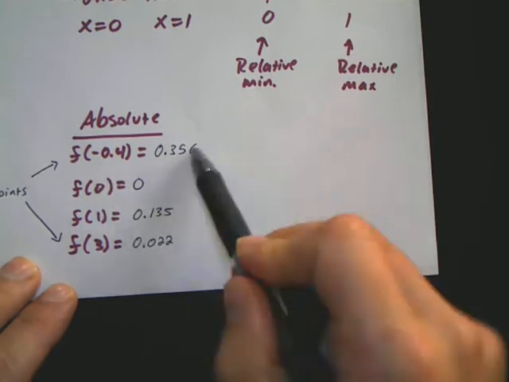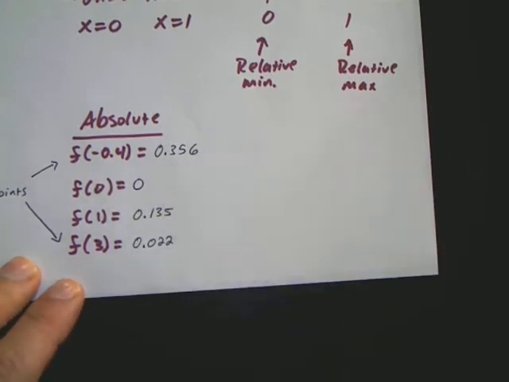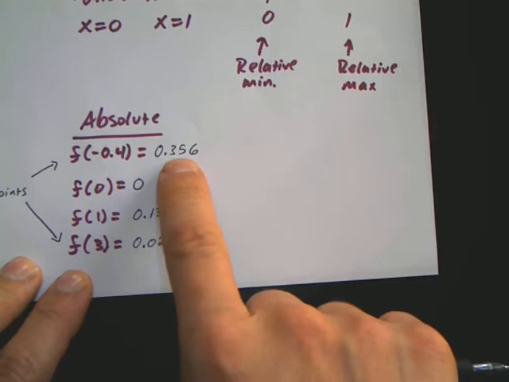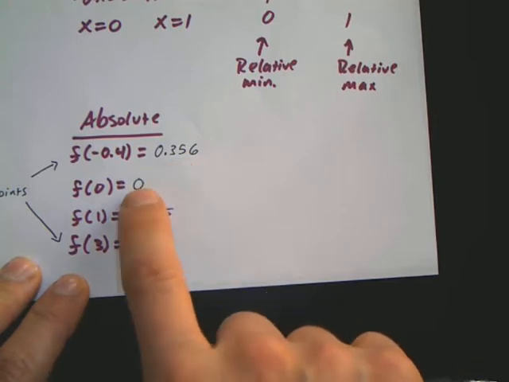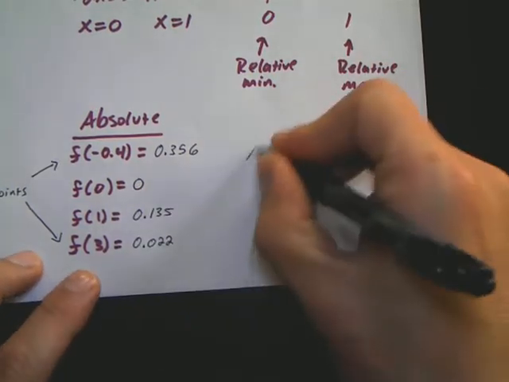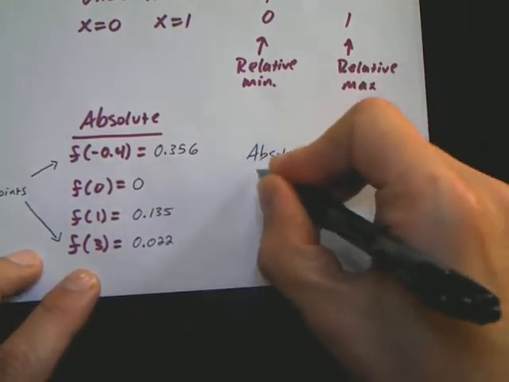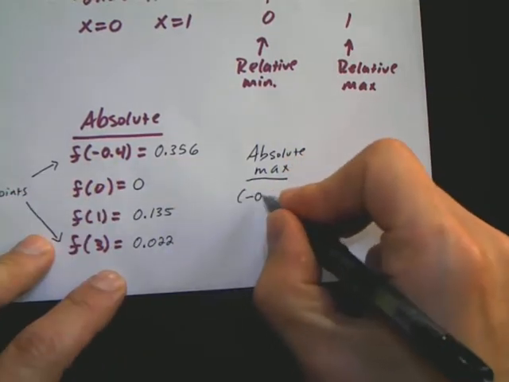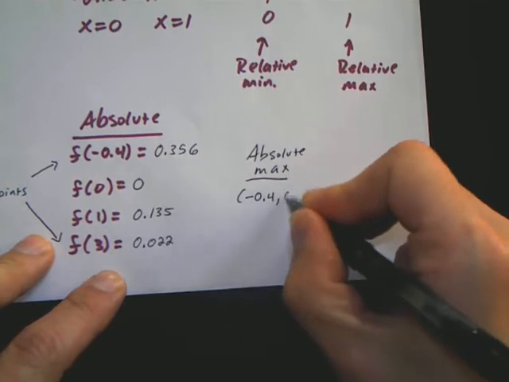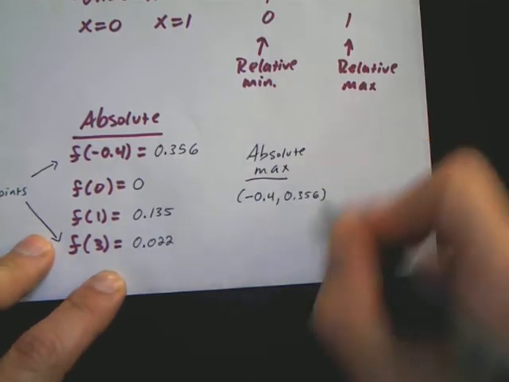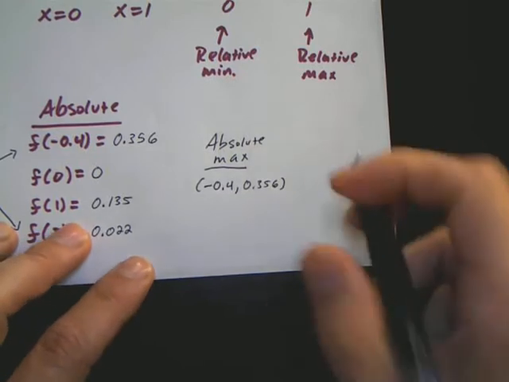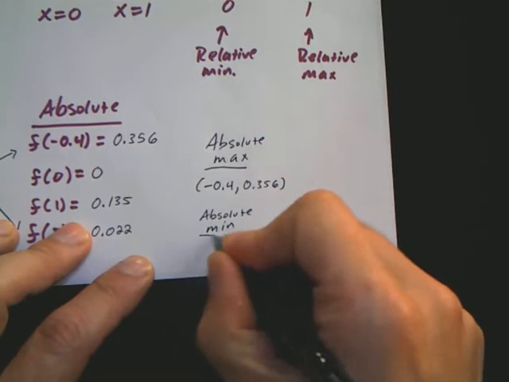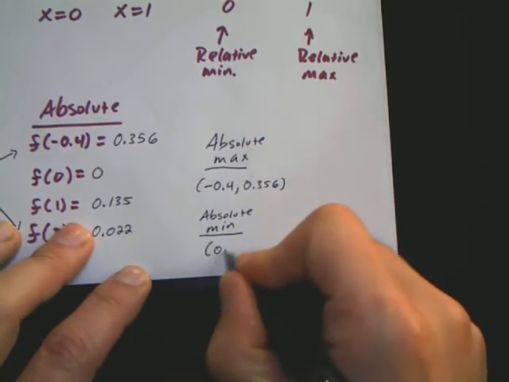From these four, I have to decide which is the biggest value and which is the smallest value. I can see that the biggest value is at this one over here, and the smallest value is at this one over here. So I can say that the absolute maximum occurred at the endpoint, negative 0.4, 0.356, and the absolute minimum happened to occur at one of the critical points, which was at 0, 0.